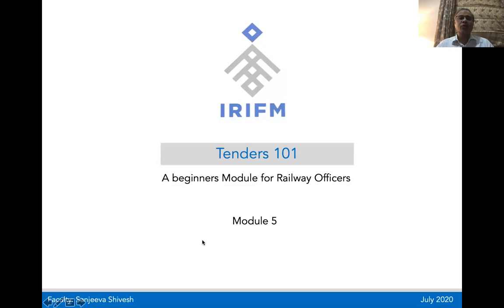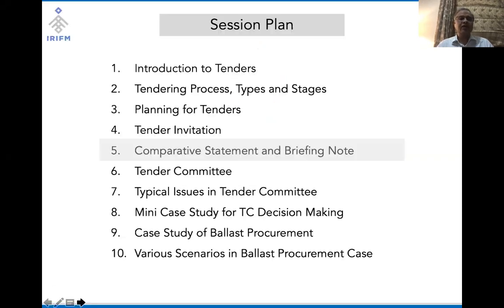In the last four modules, we have covered topics like introduction to tenders, tendering process, planning for tenders, tender invitation. And now we have reached a stage where tenders have been invited. And once it has been invited, then comes the critical stage, which is called preparation of comparative statement and briefing note. So, what is a comparative statement?